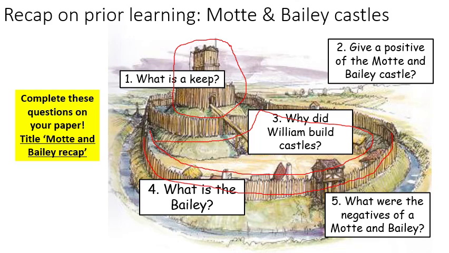And then you've got question 5, what were the negatives of a Motte and Bailey castle? So this one, you just need to think about, what was the Motte and Bailey castle made from? Okay, it was made from wood. So yes, that meant it could be built quickly, great. However, it also meant if someone wanted to attack it, wood is very easy to set on fire. So they could be burned down really, really quickly. Okay, so easy to attack. So that was a real big negative of the Motte and Bailey castle.